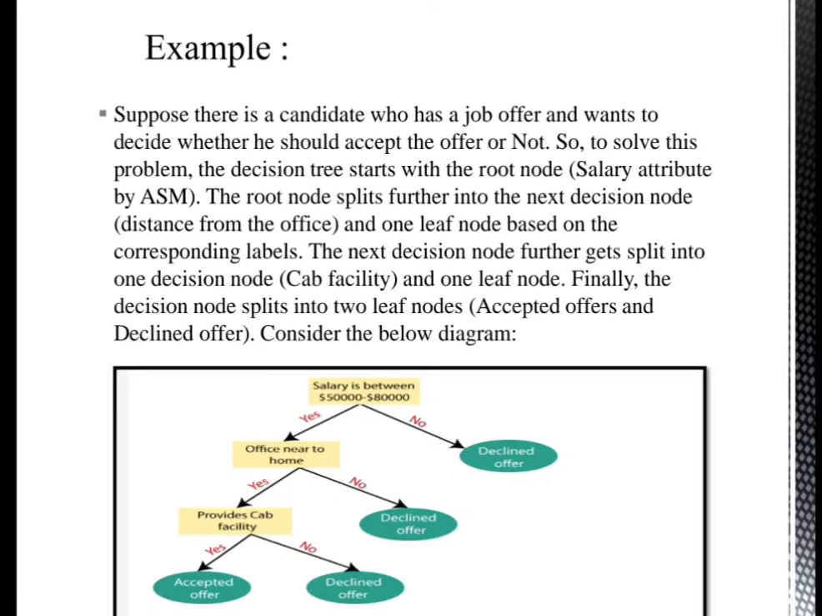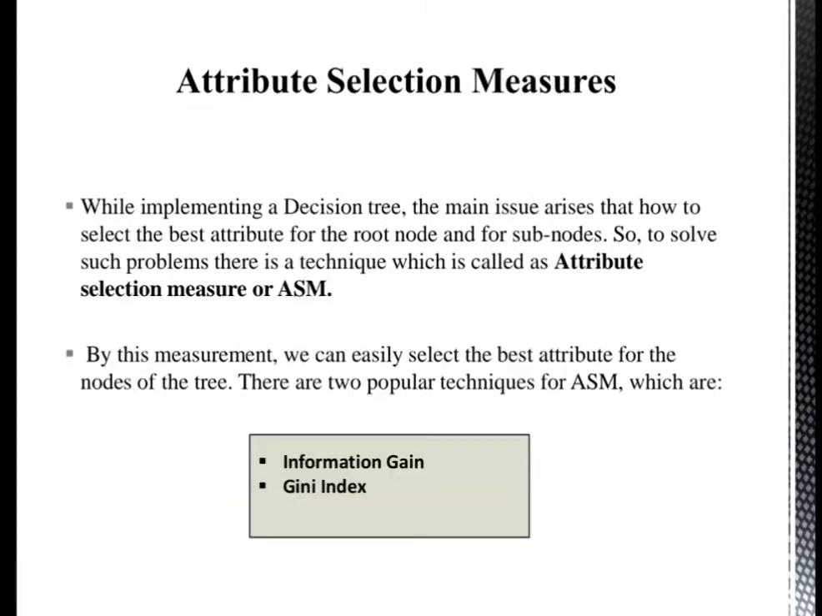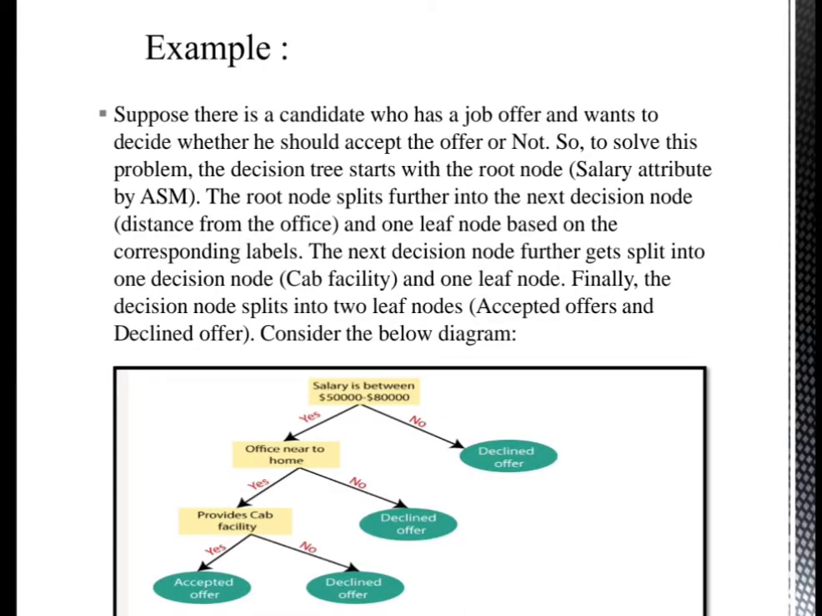Example: suppose there is a candidate who has a job offer and wants to decide whether he should accept the offer or not. In order to solve this problem, the decision tree starts with the root node, salary attribute, chosen by ASM. The root node splits further into the next decision node, that is distance from the office, and one leaf node based on the corresponding labels. The next decision node further splits into one decision node, that is cab facility, and one leaf node. Finally, the decision node splits into two leaf nodes, that is accepted offer and declined offer.